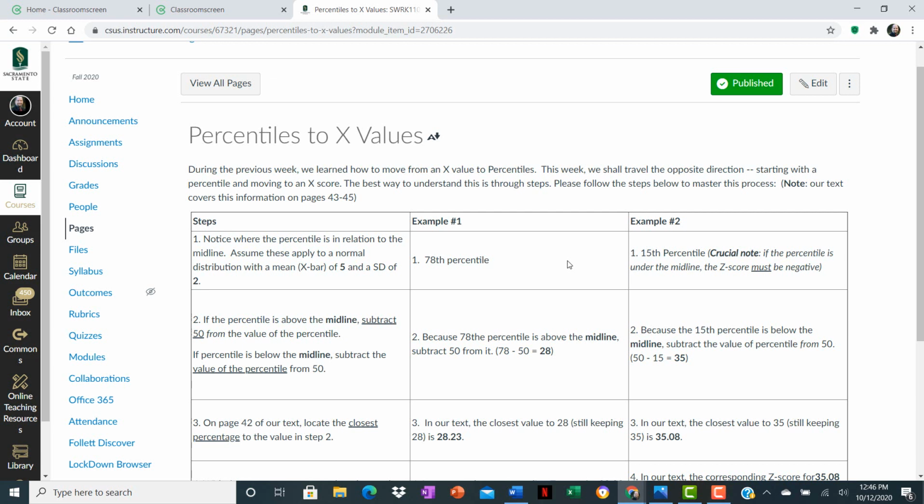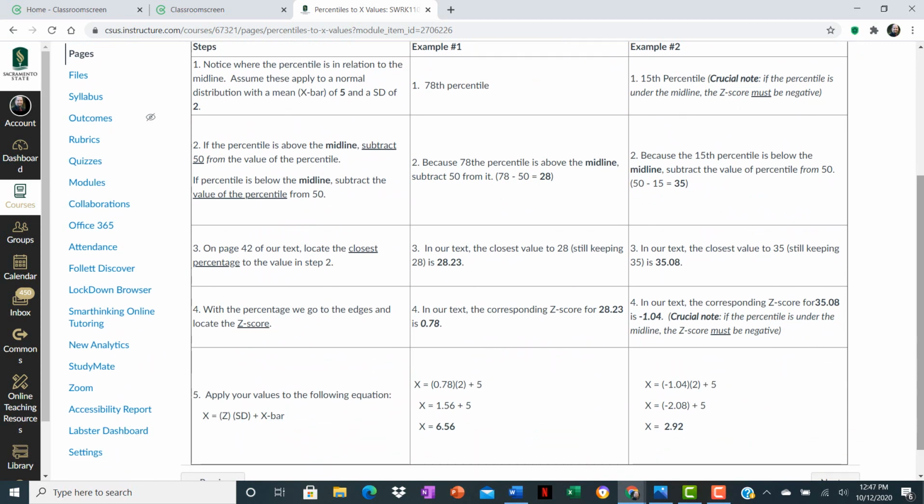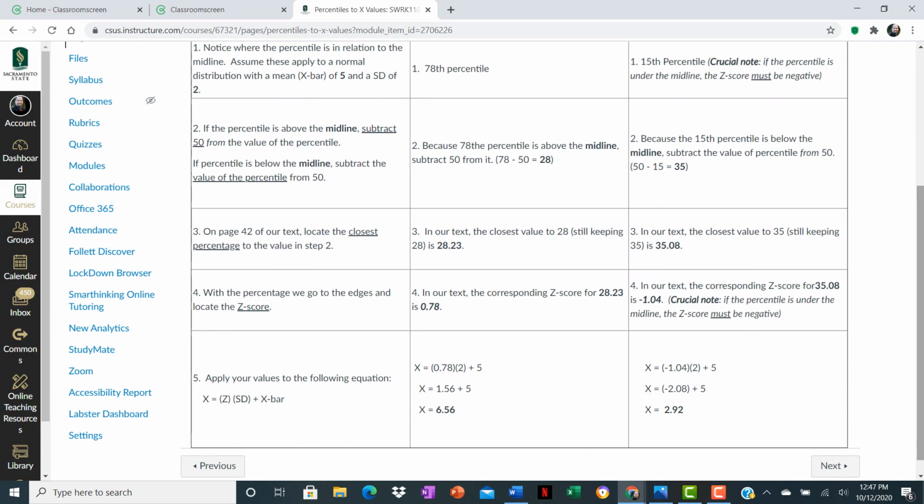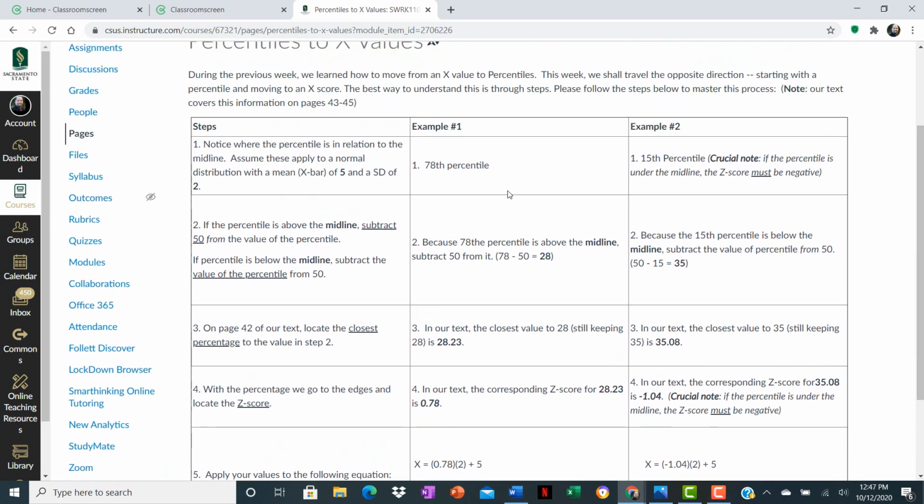So I'm just going to tell you briefly about this now, and then I'm going to go into an actual demonstration of everything that I do here. When I do the actual steps, I'm going to keep with the examples here: the 78th percentile and the 15th percentile. I want to show you in the illustration these 2 samples, again, each to one side of the midline of a normal distribution. You'll notice also that I've given you, for this normal distribution, a mean or X bar of 5 and a standard deviation of 2.